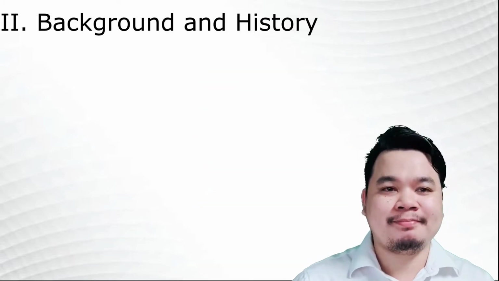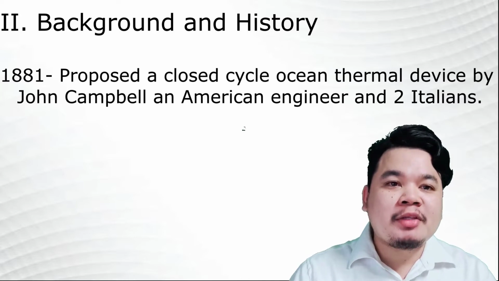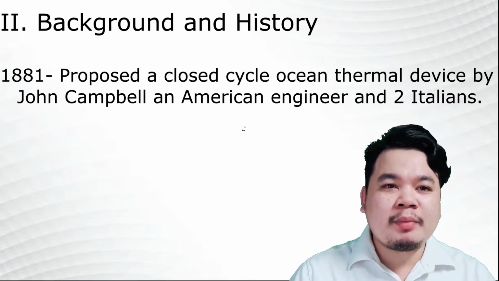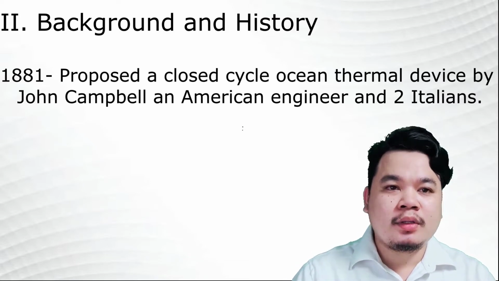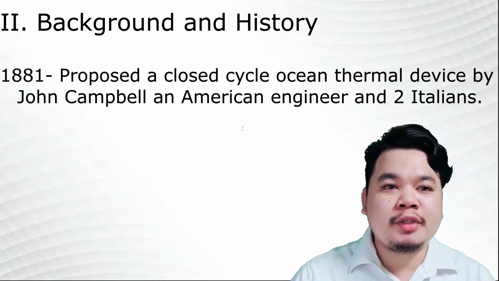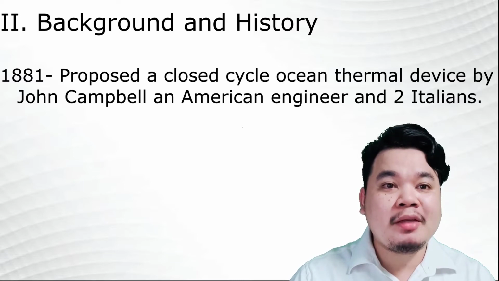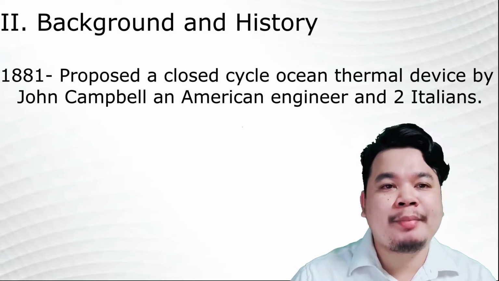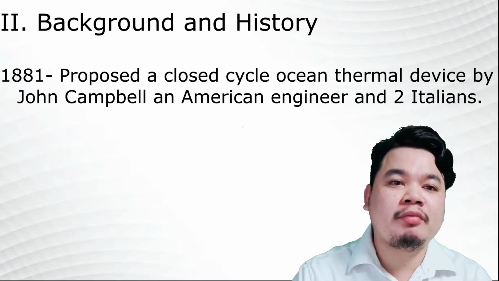For us to learn more about ocean thermal energy, now let's look at its background and history. In 1881, a closed cycle ocean thermal device was proposed by John Campbell, an American engineer, and two Italians. Their principle is that the warm surface water would heat and cause evaporation of the working fluid, which would pass through a turbine, then be condensed by cold water pumped up from the deep layer and again fed into the evaporator.